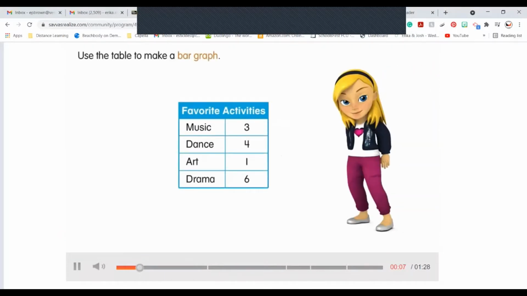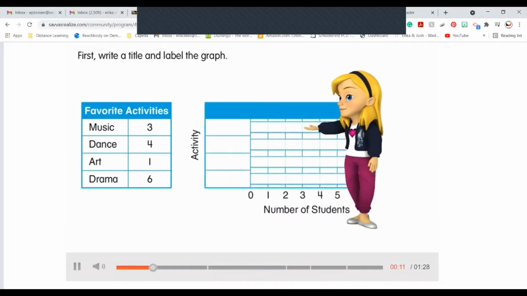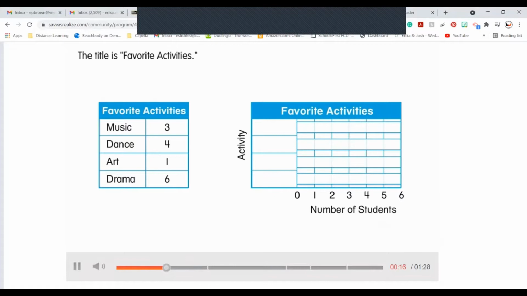Use the table to make a bar graph. First, write a title and label the graph. The title is Favorite Activities. The labels are Music, Dance, Art, and Drama.